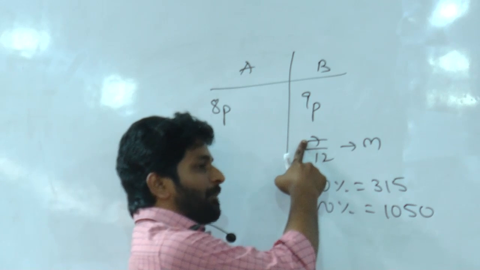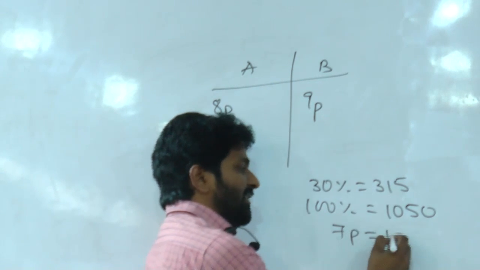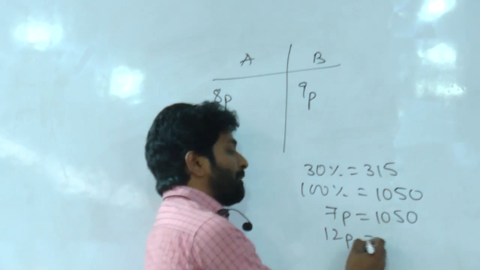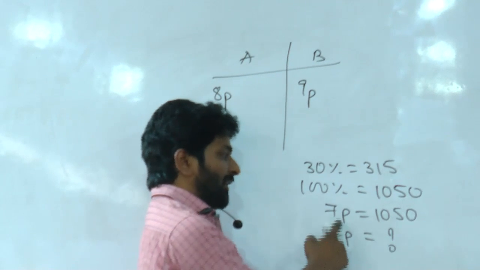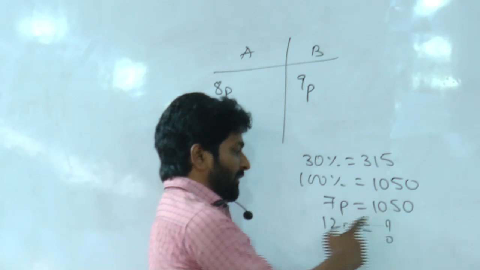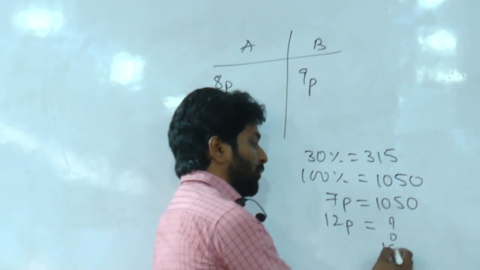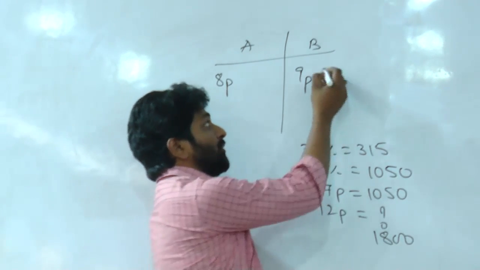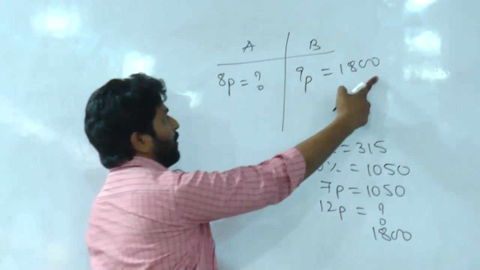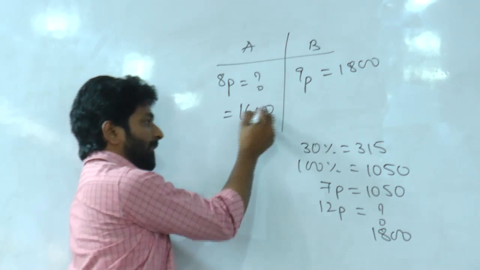Total male in the sense 7 parts out of 12 parts. So 7 parts is equal to 1050. Total number of people in the sense 12 parts. 12 parts is equal to how much? This is what you need to calculate. 1050 divided by 7 is 150, times 12 is 1800. So the total number of people is 1800. So 9 parts is equal to 1800. 8 parts is equal to how much? 9 200 times 8, 200 times is how much? 1600.